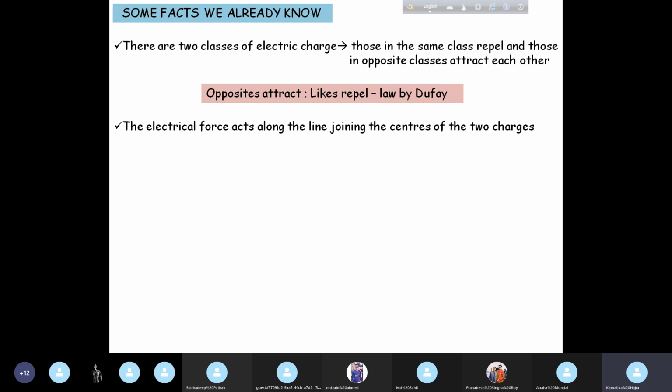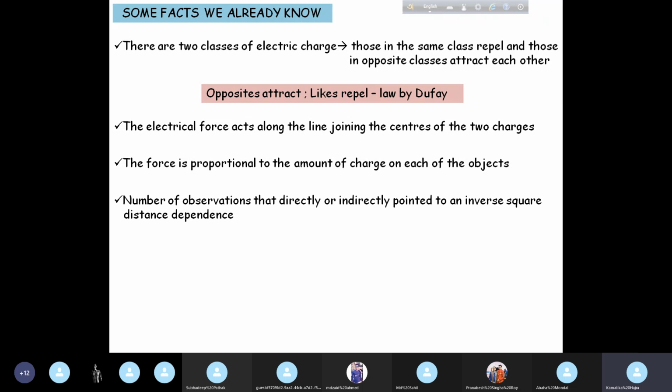If you have two charges, then you draw a line joining the centers of the two charges, and the force will act along this line. And we also know that this force is proportional to the amount of charge on each of the objects. There were a number of observations. So all this that we are writing down is prior to Coulomb's law.